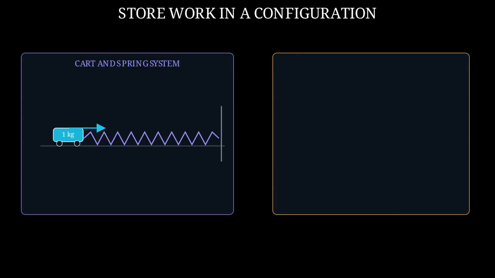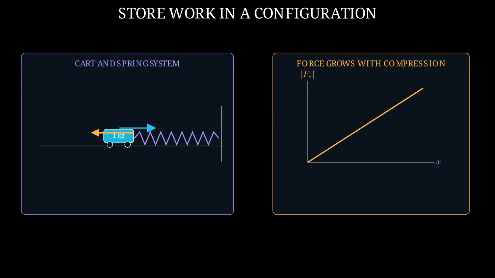Return to the cart and spring. The selected system now includes both of them. As the cart compresses the spring, the force points against the cart's displacement. The ideal spring force begins at 0 and grows in proportion to the compression. Plot force magnitude against compression. The accumulated work is the area under this line. That area is a triangle with base x and height k times x. Its area is 1/2 of the stiffness multiplied by the compression squared.